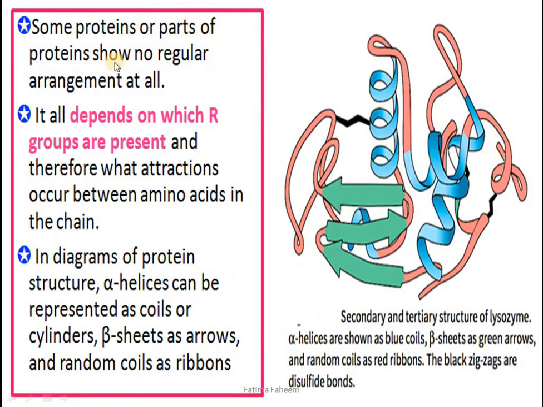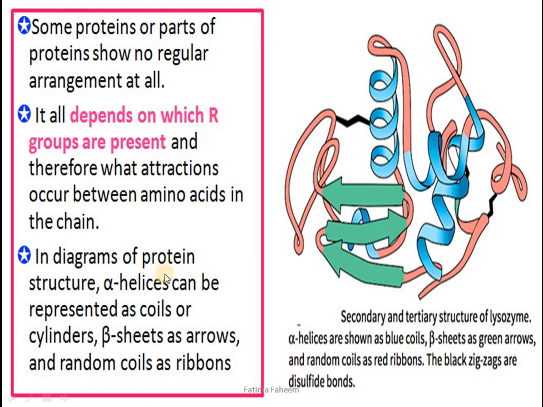Some proteins or parts of proteins show no regular arrangement at all. Sometimes the proteins do not have a very regular shape. It all depends on which R groups are present and therefore what interactions occur between amino acids in the chain. If you remember, I told you that there are 20 amino acids, all differing from each other only by the R group. So the structure of the protein is also dependent upon the R group, depending upon which amino acid contains what kind of R group and how it will interact with other amino acids.